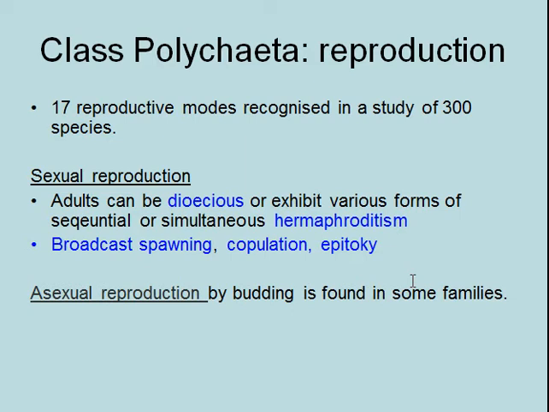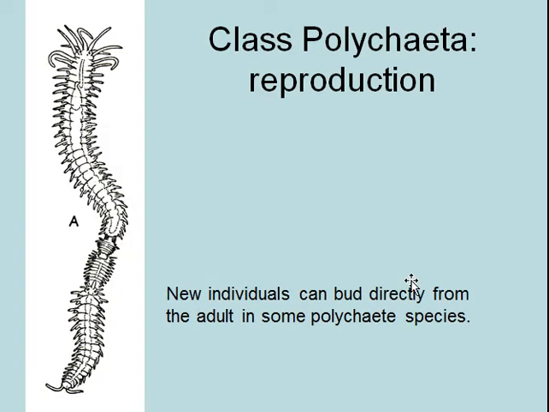All right, this is one of the first phyla that we've seen where copulation is the norm, or can be the norm. And epitoky we'll discuss in a little bit. And sometimes you find budding. Okay, and here's what happens with budding.